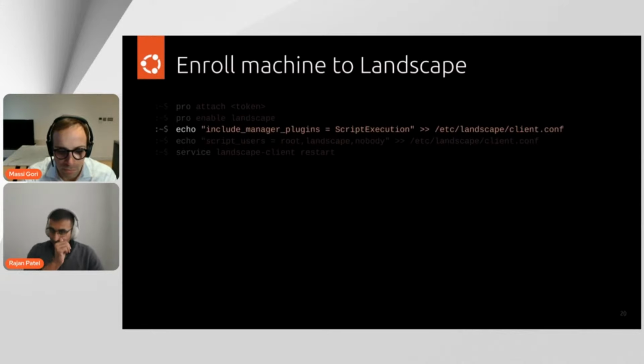So the wizard only asks the bare minimum questions for enrollment, but enabling the script execution capability gives Landscape deeper configuration management powers. And to enable the script execution capability, you want to include the plugin in the Landscape configuration file. So that's what this echo statement does: it writes the instruction to include that plugin in the Landscape client configuration file. Next, we provide which user accounts Landscape will be allowed to run scripts as. And so the recommended options are to enable root, and also the Landscape service account and nobody.